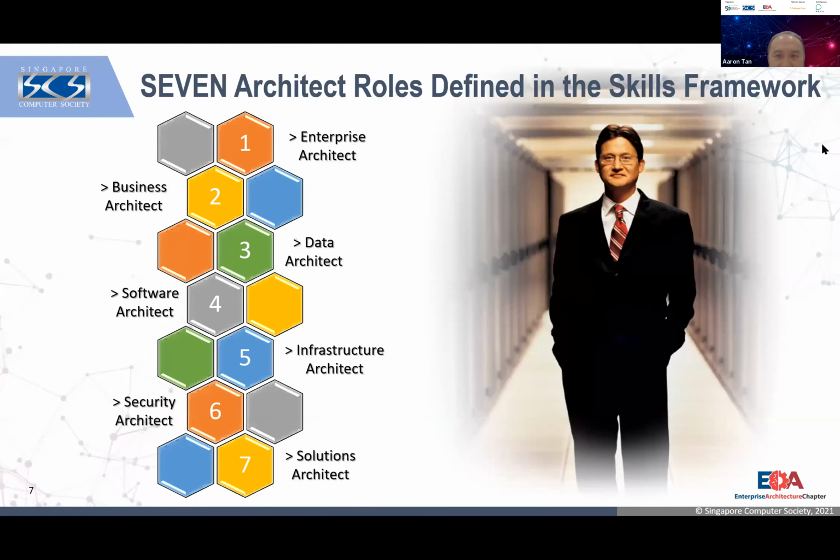So there are 7 architect roles defined under the skill framework. The first one is enterprise architect. Second is business architect. Third is data architect, then software architect, infrastructure architect, security architect, and solution architect. Okay, so let me address all of these for the rest of my sharing.